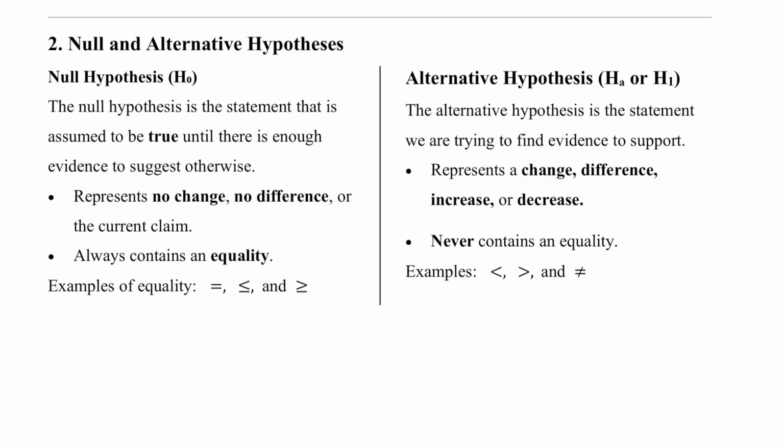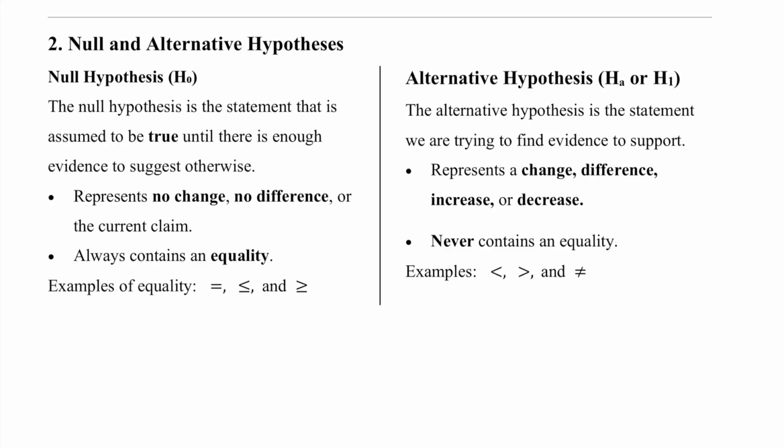The most important rule is the equality rule. The null hypothesis always contains an equality, such as equals, less than or equal to, or greater than or equal to. The alternative hypothesis never contains an equality. It uses only greater than, less than, or not equal to. If you are ever unsure where the equal sign goes, remember this simple rule. The equal sign always belongs in H naught.